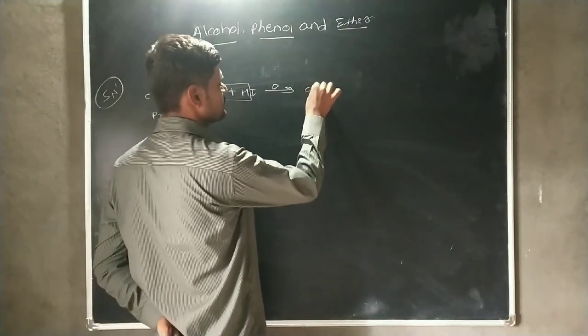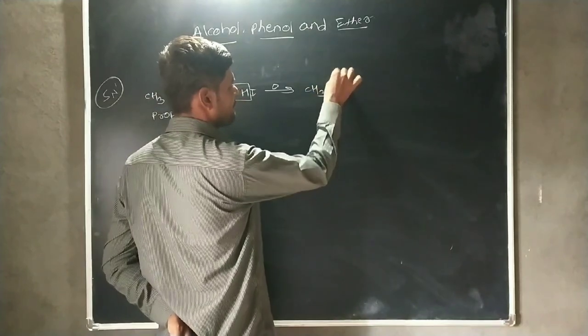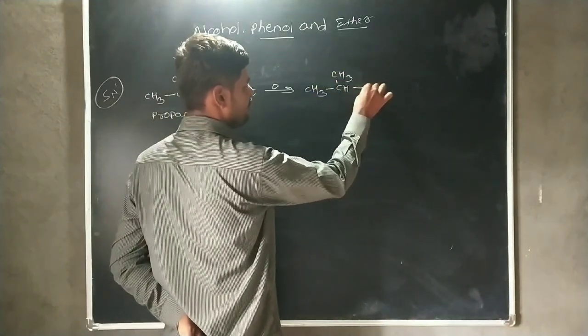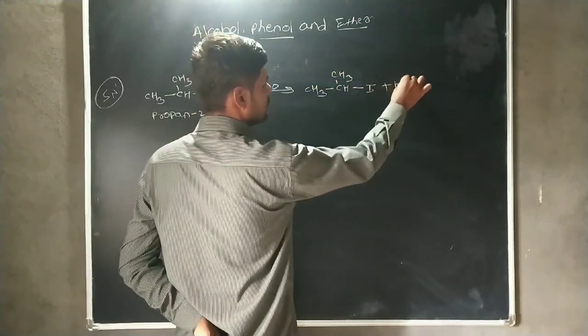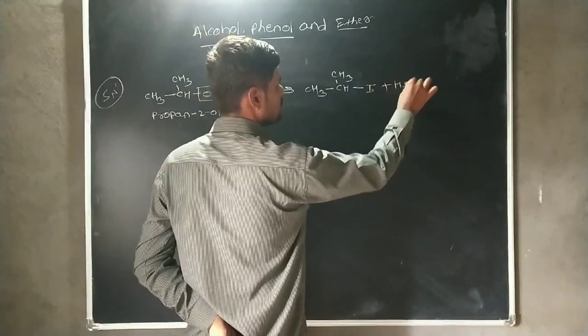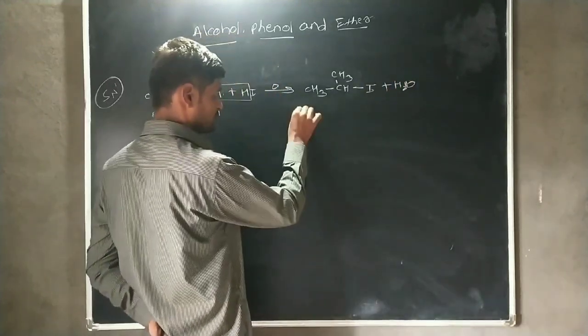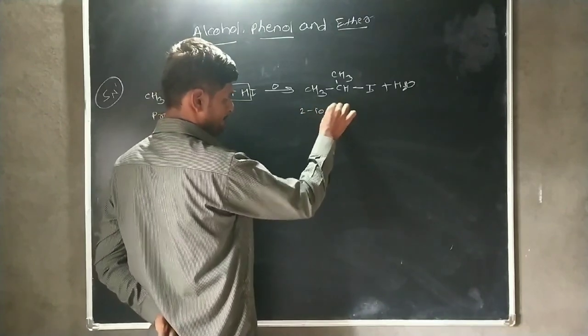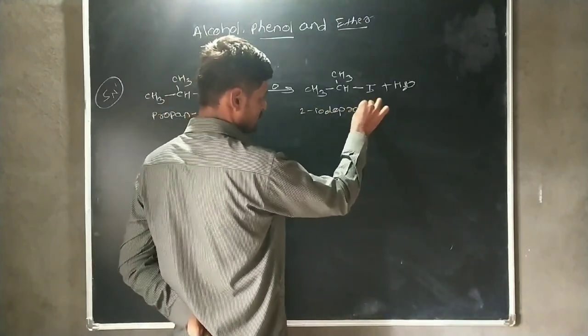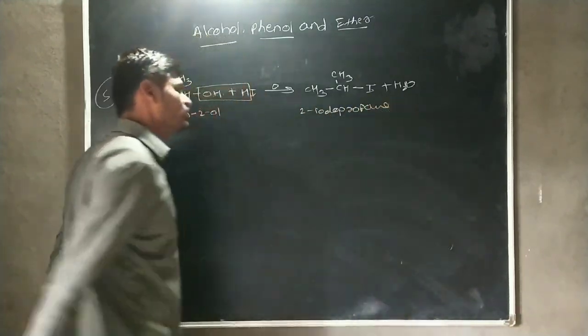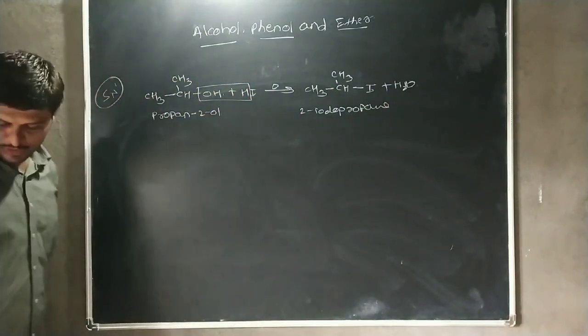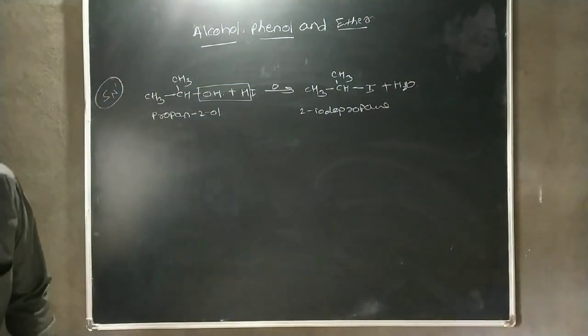Then it forms the respective alkyl iodide, as a water molecule is eliminated. That means 2-iodopropane is formed here.